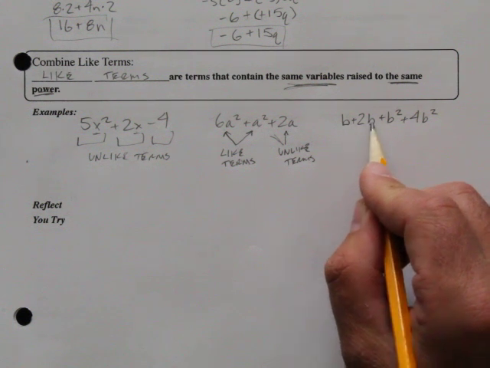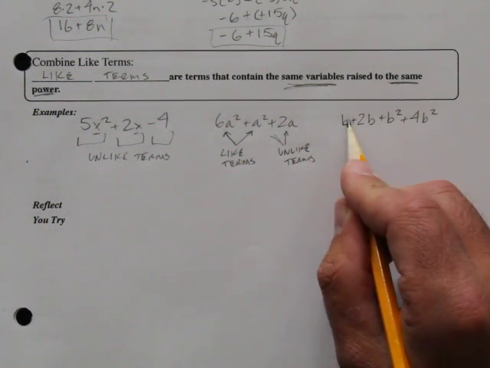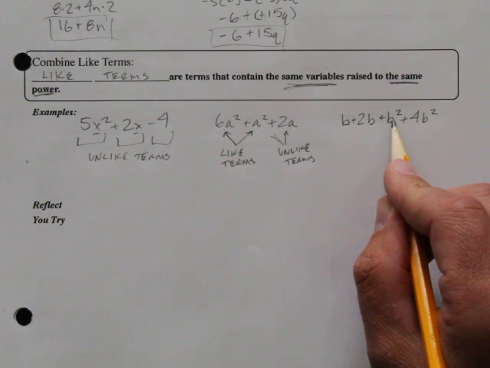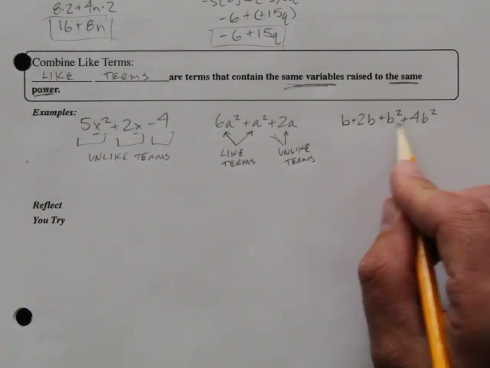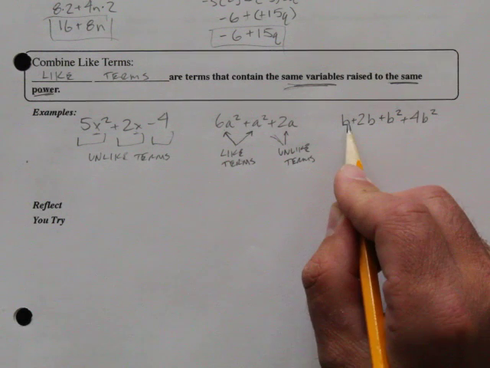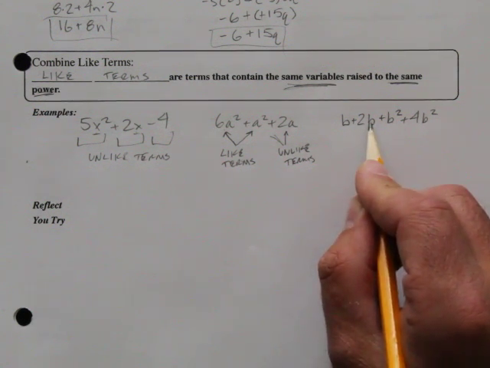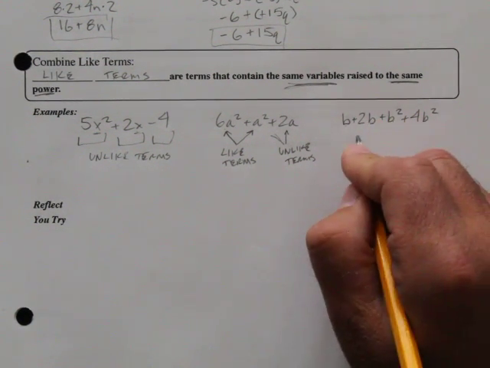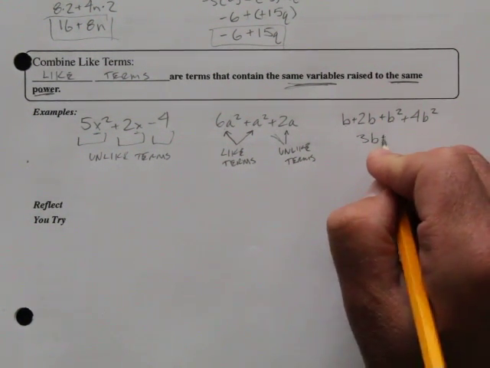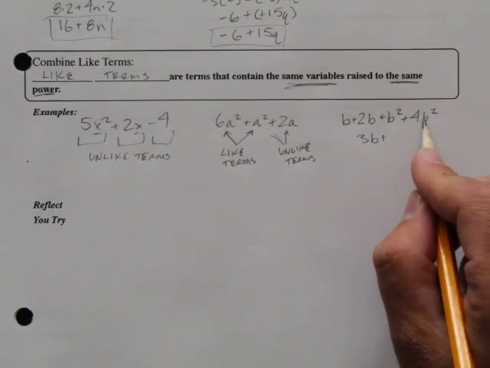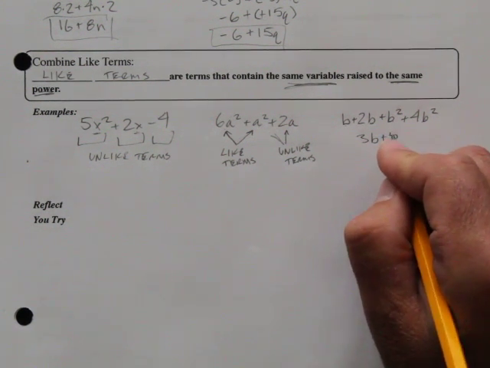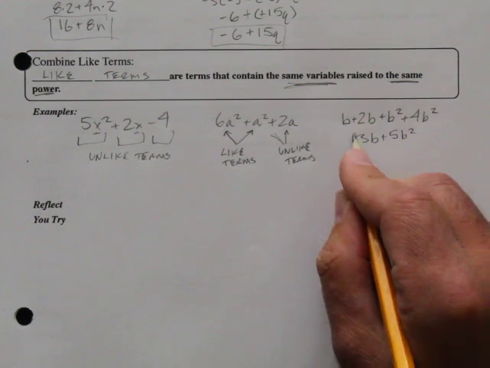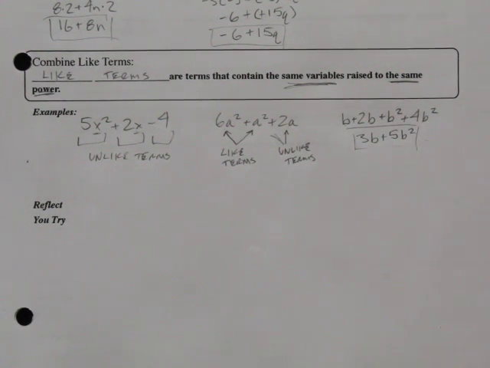Both of these have a b in them, and they are both raised to the same power, which is power of 1. These two here, b squared and b squared, are like terms, so I can add these together. 1b plus 2b's gets me 3b's, plus 1b squared plus 4b squared is going to give me 5b squared. And that is the answer to that expression. That's the simplified version of that expression.